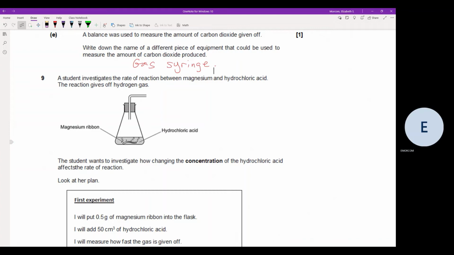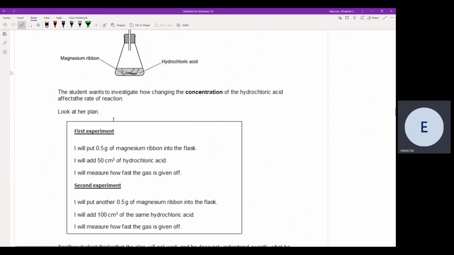Then question 9, a student investigates the rate of reaction between magnesium and hydrochloric acid. The reaction gives off hydrogen gas. So we've got the little diagram there, but it doesn't look finished to me. So the student wants to investigate how changing the concentration of the hydrochloric acid affects the rate of reaction. Look at her plan. First experiment, I'll put 0.5 grams of magnesium ribbon into the flask. I'll add 50 centimeters cubed of hydrochloric acid.